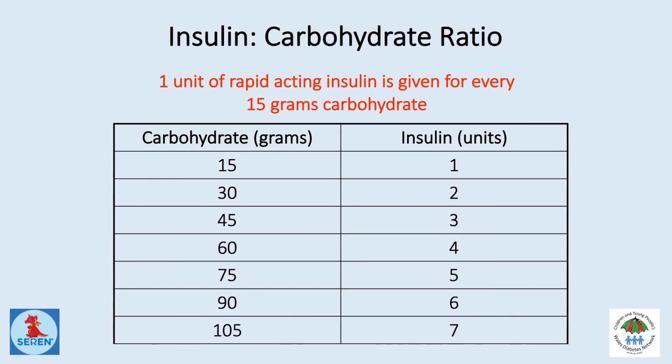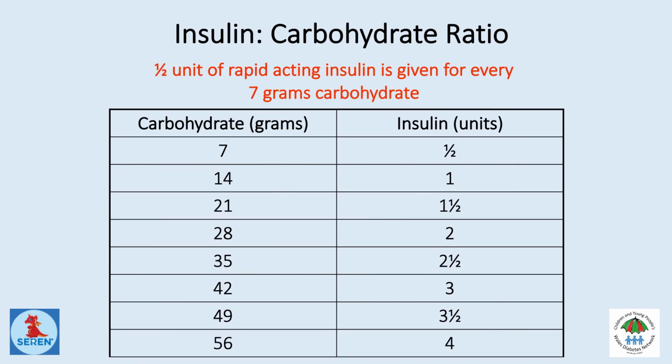This is an example of 1 unit of rapid-acting insulin given for every 15 grams of carbohydrate. Please remember, all insulin pens can give half-unit doses. Therefore, work out the amount of insulin required to the nearest half unit. This is an example of half a unit of rapid-acting insulin given for every 7 grams of carbohydrate.